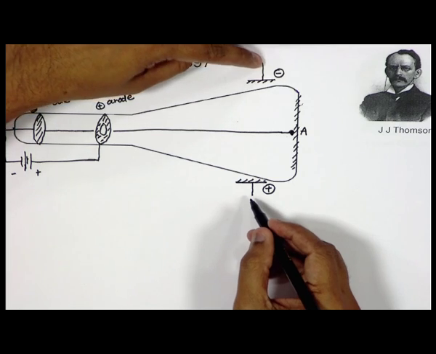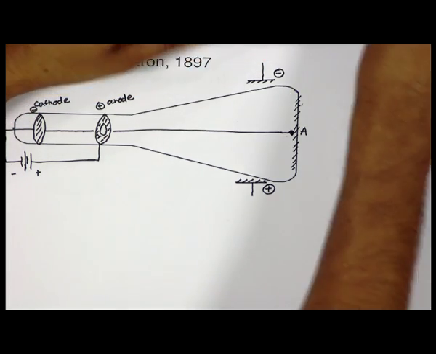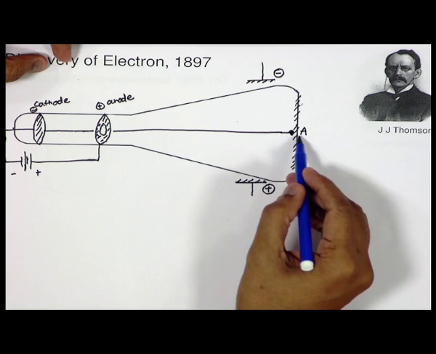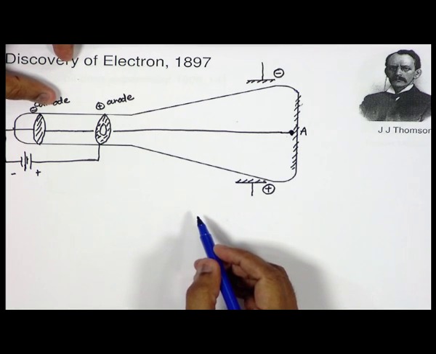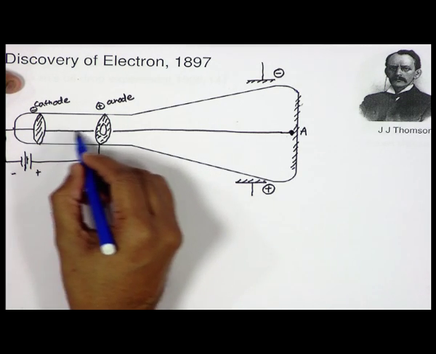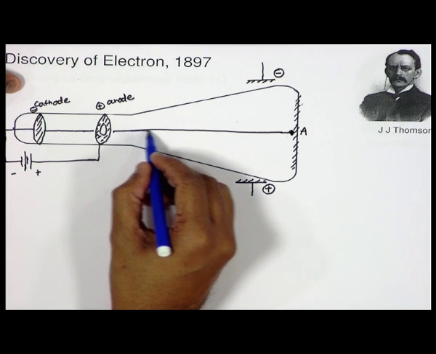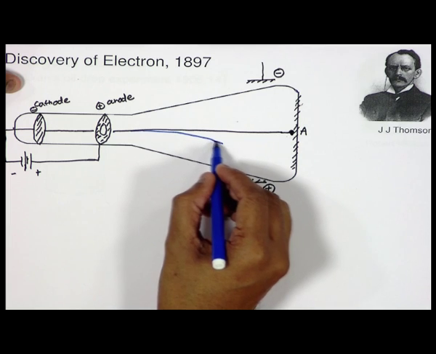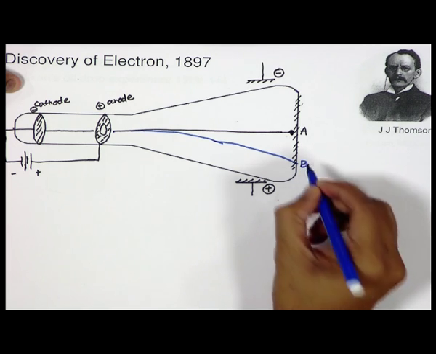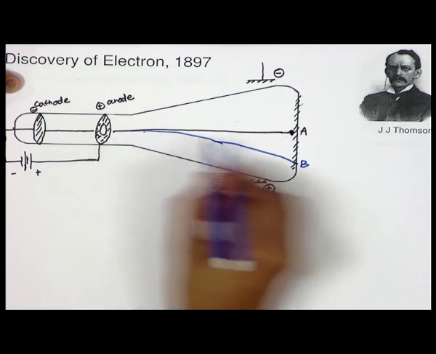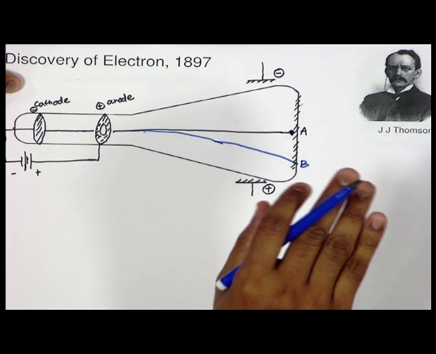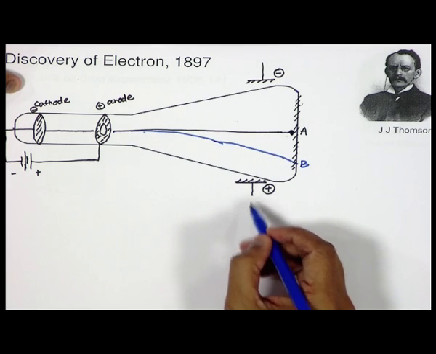When this electric field is applied, what he saw was that these cathode rays, which were going in a straight line, started getting deflected in a particular direction. They started from here and felt the presence of the electric field, and then they got deflected, and by getting deflected they hit the screen at a different point B instead of point A. So, these cathode ray beams were actually bending in the presence of an electric field.